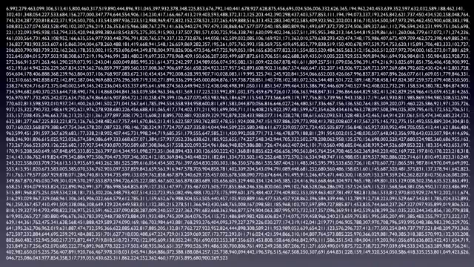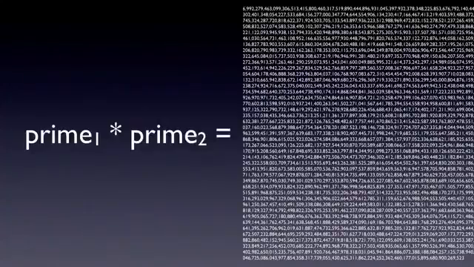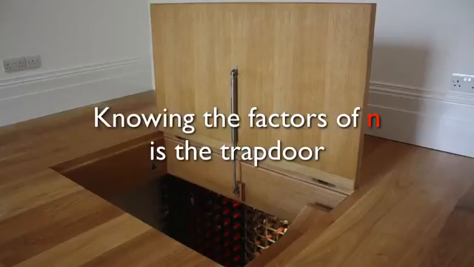Now let me show you a real-world application of this. This number here is my PGP public key, or in other words, the variable n. It is a 4096-bit number, and here it's expressed in decimal form, and you can see that it's huge. Now the question is, what two prime numbers multiplied together result in this large number n? And this is a problem which is supposed to be impossible for the world's computing resources to solve for many, many decades. In fact, 50 years is probably a low estimate. So knowing the factors of n is the trapdoor in this trapdoor function. If you know the factors of n, you can decrypt a message that's been encrypted with the public key.